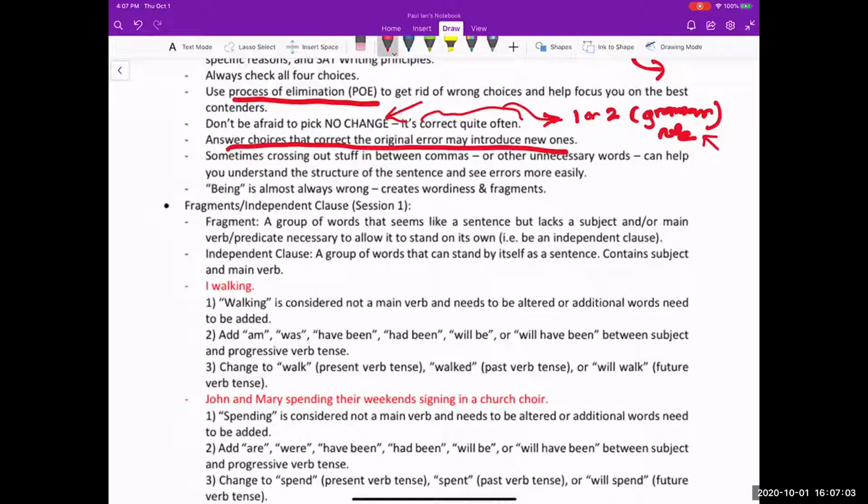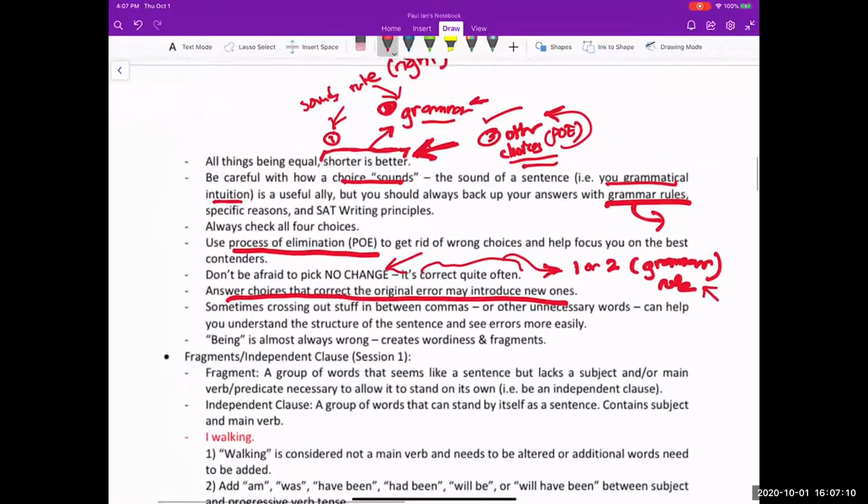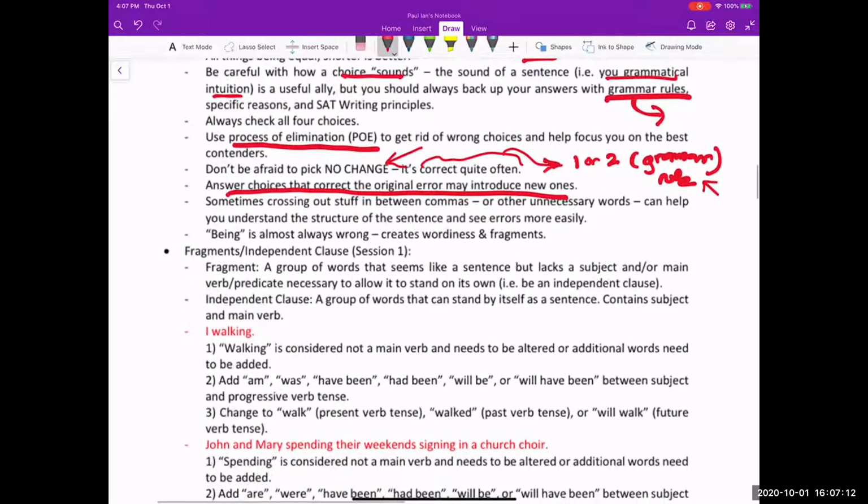And sometimes crossing out stuff in between. Oh yeah, this one I'm going to do. I'm hoping this is helpful. I'm annotating this. I would do this a lot when you're attacking a grammar sentence. I would cross out unnecessary words.